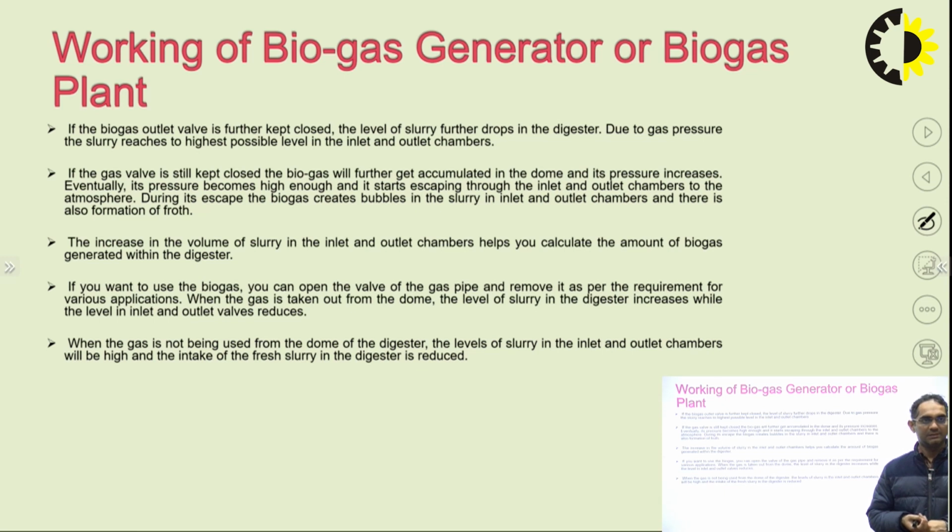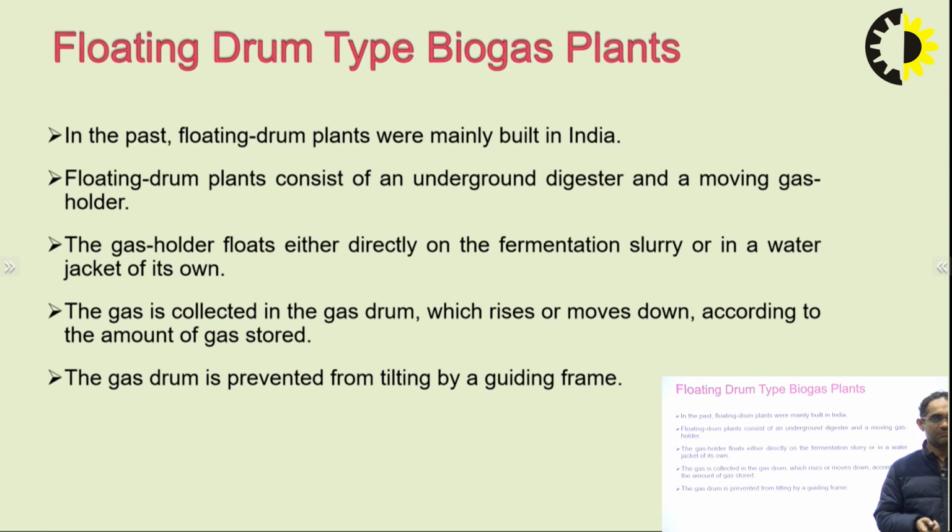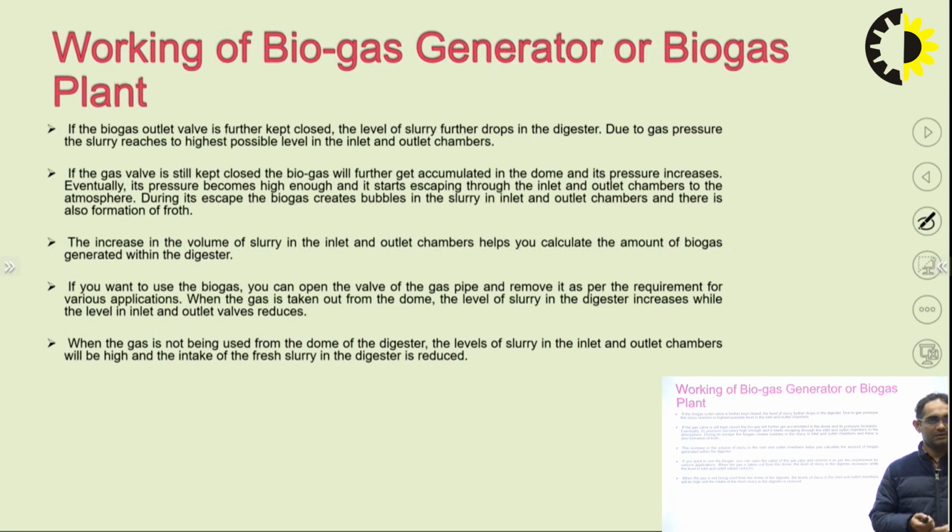And when the gas is taken out from the dome, the level of slurry in the digester increases, while in the inlet and the outlet chambers it reduces. And when the gas is not being used from the dome of the digester, the level of the slurry in the inlet and the outlet chambers will be very high, and the intake of fresh slurry into the digester is reduced.